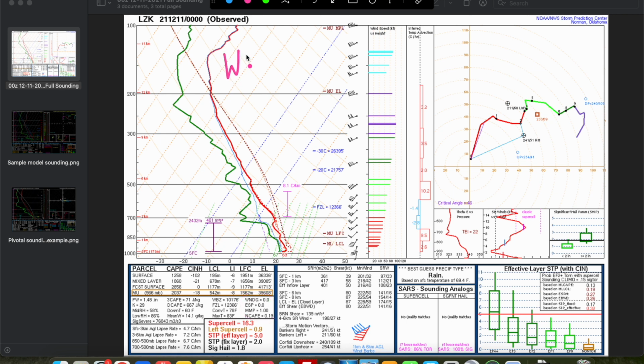This first one on the top is WNDG. That is your wind damage parameter. And it basically tells you how well large instability, large CAPE, steep low-level lapse rates, enhanced flow in the mid-levels, and low convective inhibition are co-located.